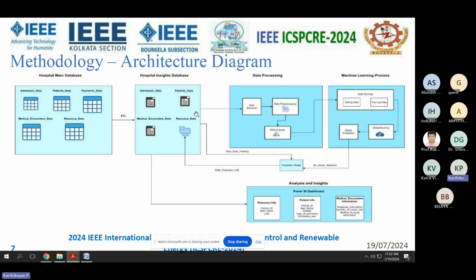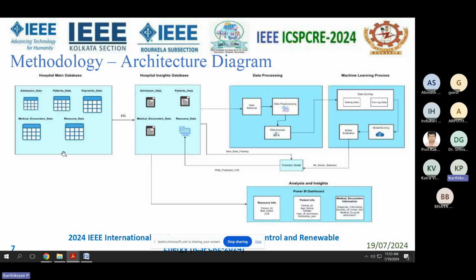From the hospital insight database, we perform data retrieval, then data pre-processing and EDA, which helps us understand how the data is distributed and what patterns are present. Then we perform the machine learning process, and after that we choose the one best model, which is the prediction model.